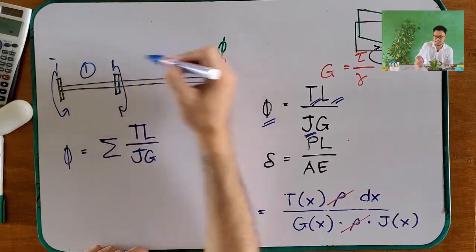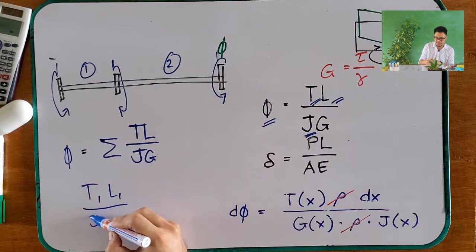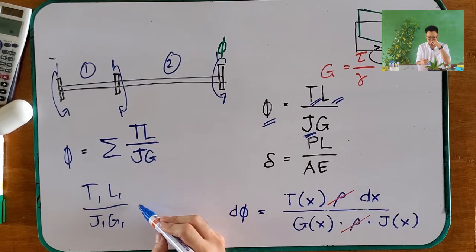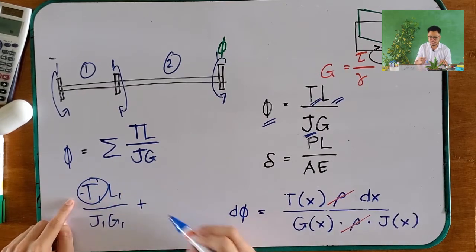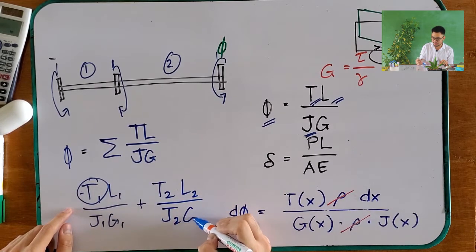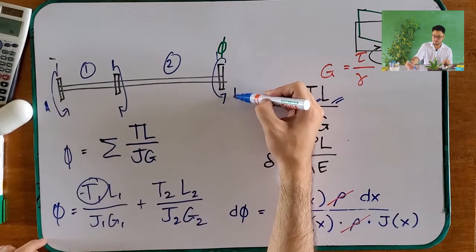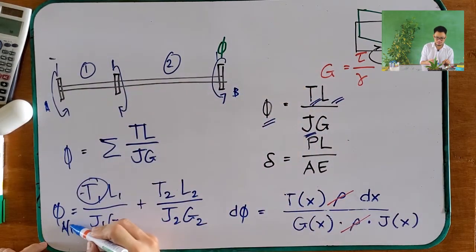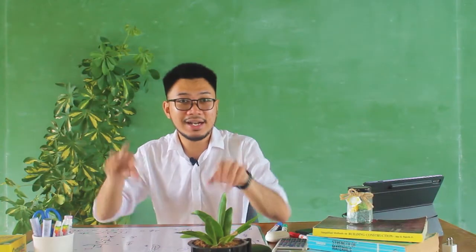So, this is your segment 1, this is your segment 2. So, T1 L1 over J1 G1 plus or minus, or plus lang ta karon nya makibaw man ta kung minus kay opposite og direction ng atong T2 L2 over J2 G2. Ganon lang to get the angle of twist from A to B. Okay? So, sayon lang ang atong lesson. And let's have an example.